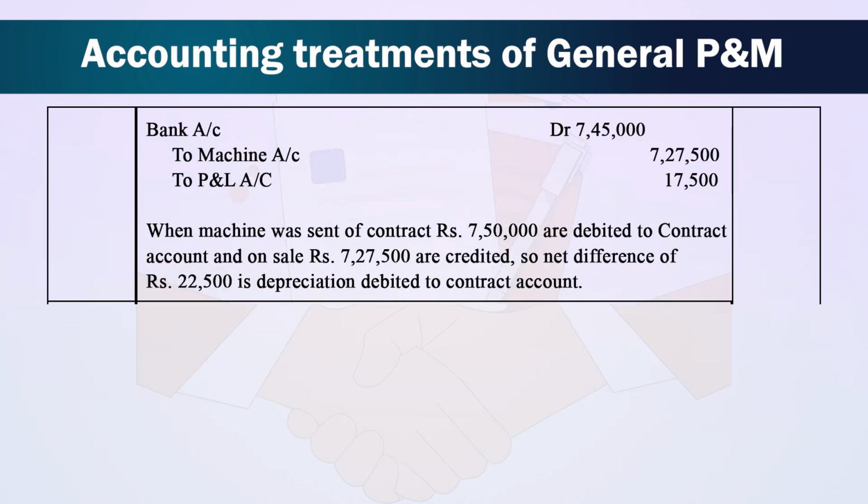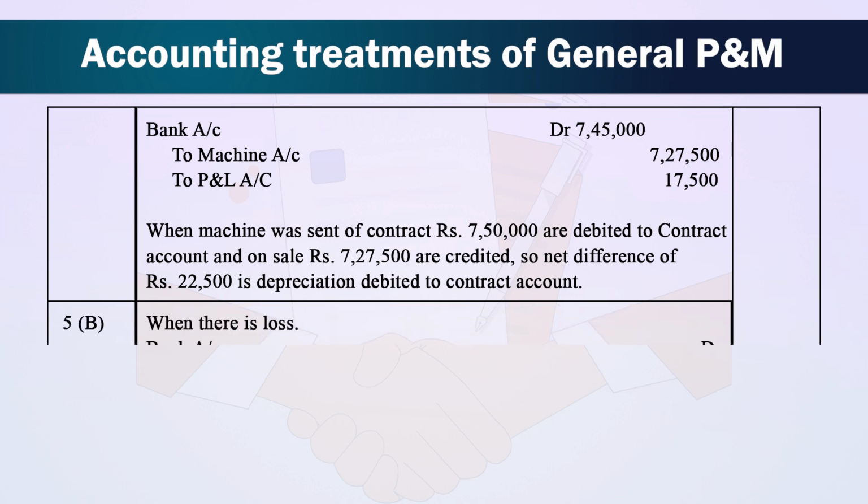The journal entry is: bank account debit rupees 7,45,000, to machine account rupees 7,27,500, to profit and loss account rupees 17,500. When the machine was sent on contract, rupees 7,50,000 are debited to contract account, and on sale rupees 7,27,500 are credited. So, the net difference of rupees 22,500 is depreciation debited to contract account.